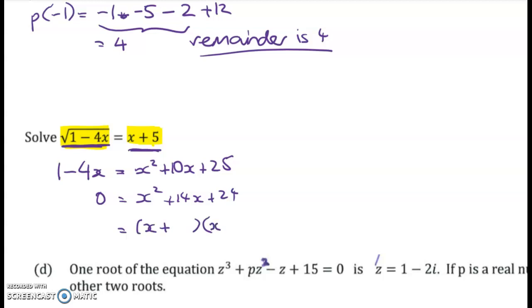And I'm about to lose, I think something weird's happening with the OneNote tonight. Okay, let's see what we've got. We've got x plus 12 and x plus 2. So that gives me 2 supposed solutions.